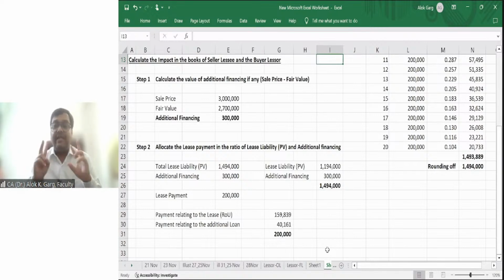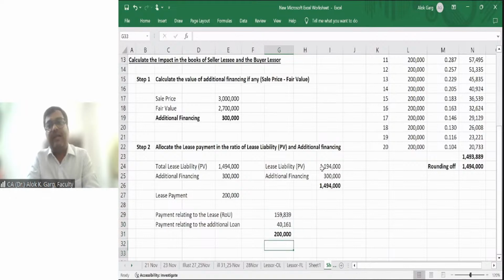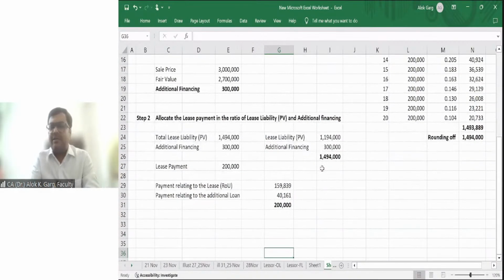Step number 2, if there is a loan element, it means the seller who becomes the lessee now is paying me two components. One, he is paying me for return of this loan. Second, he is paying me for using the space which is leased, right? So one, he is paying for the right of use asset. Another, he is paying for the loan. So in the ratio of lease liability and loan, I have bifurcated this 2 lakh rupees. I hope this is clear to all of you. This calculation and computation is clear. Is it clear or not clear? Friends, please confirm if it is clear to all of you.